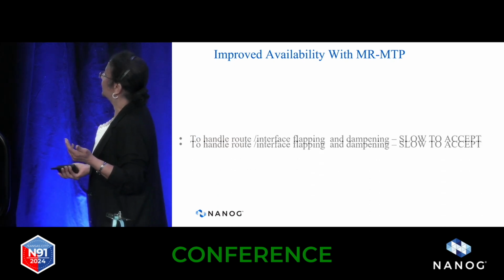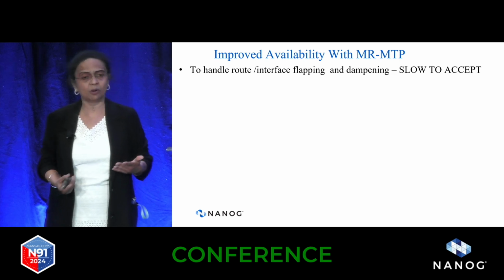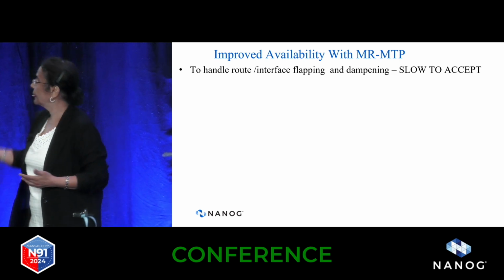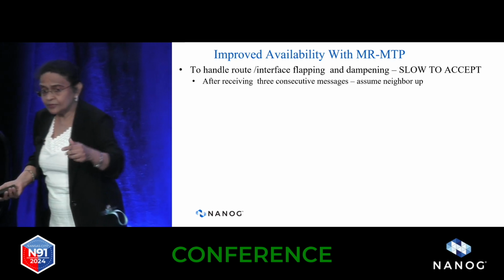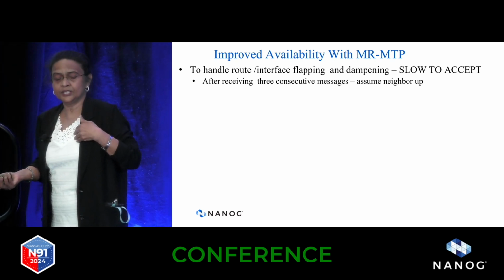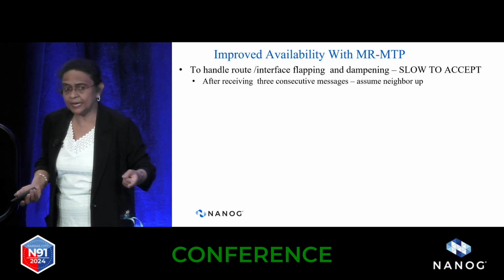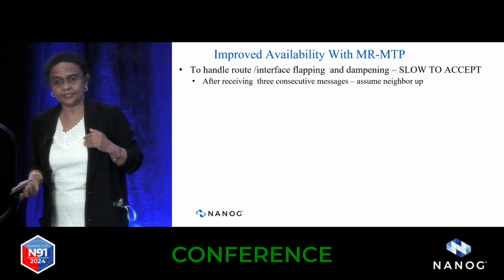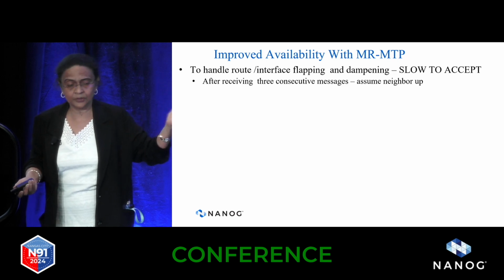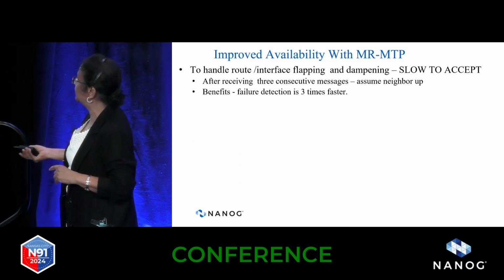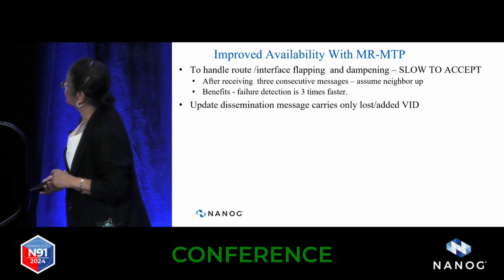So for route dampening, we use the slow to accept. That is, I have reversed the whole process here, okay? I'm going to use the slow to accept here. And after I have a failed neighbor, I have to receive 3 consecutive messages from him before I declare that he is up. And that takes care of all the route flapping, route dampening, etc. that I need to do. And that is what I call slow to accept.